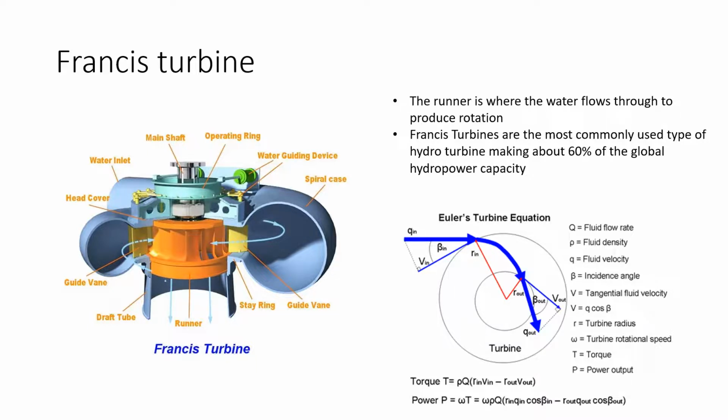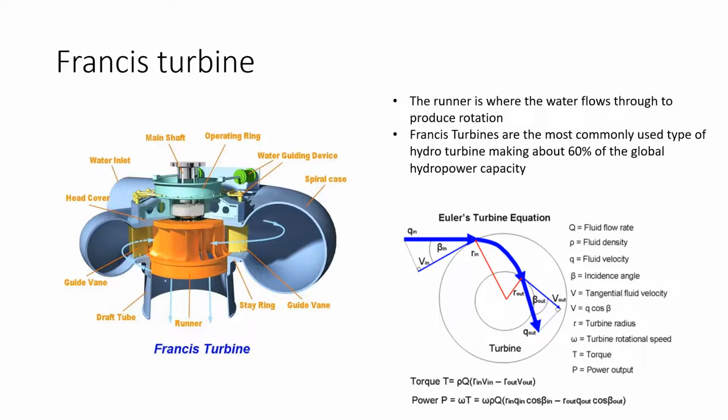The reason why this turbine is the most commonly used type of hydro turbine, making up about 60% of the global hydropower capacity, is due to the wide set of conditions it can handle in head and flow rate. It could take a head of 45 through 400 meters and a flow rate of 10 through 700 cubic meters per second, which is very broad.